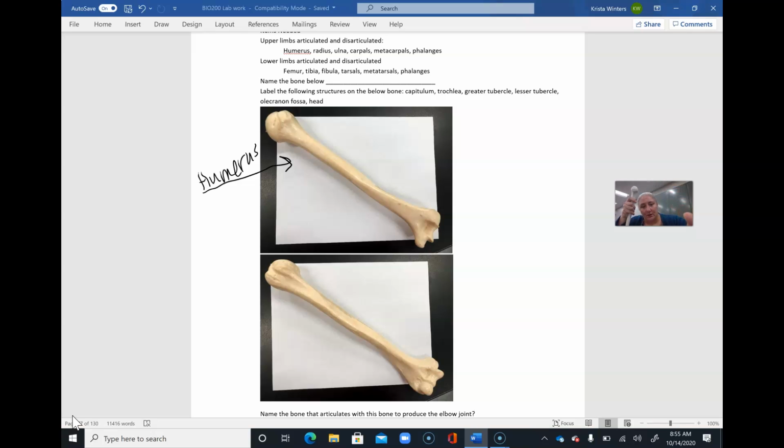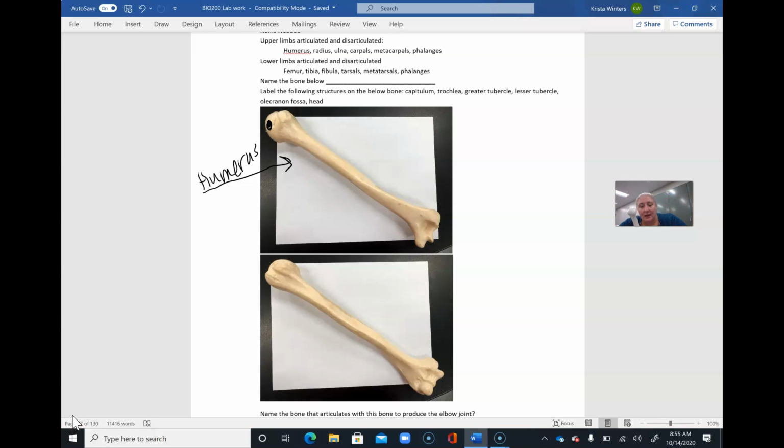It's this rounded portion. So right there is the head. And that is what articulates with the glenoid cavity, again, of the scapula right there. You have that articulation. The humerus also has some special structures where muscles will bind and where other bones articulate.